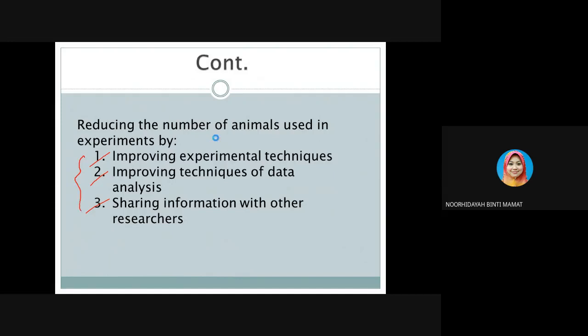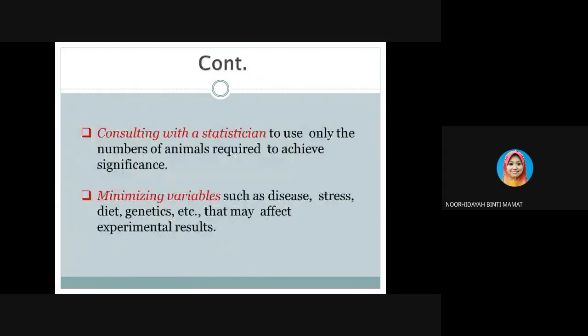Reduction also can be used by consulting with statisticians, for example, to use only the number of animals required to achieve a significant result. Reduction also can be used by minimizing the variables, for example disease, stress, diets, genetics, and so on, that may affect the experimental results. So we can reduce the number of animals used in the experiment.